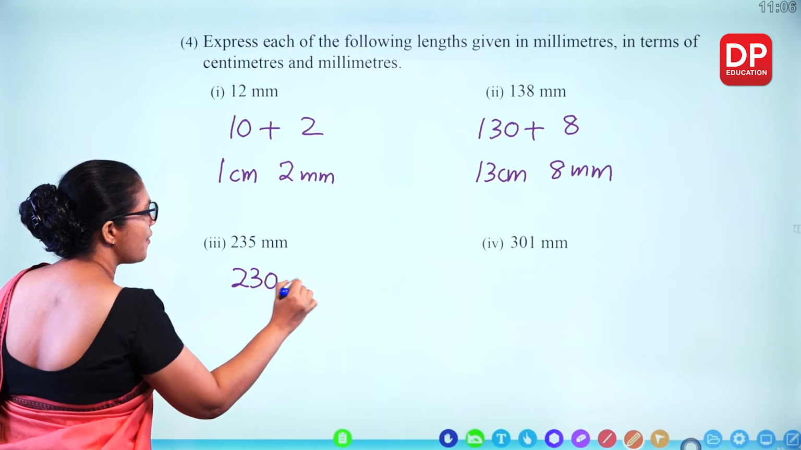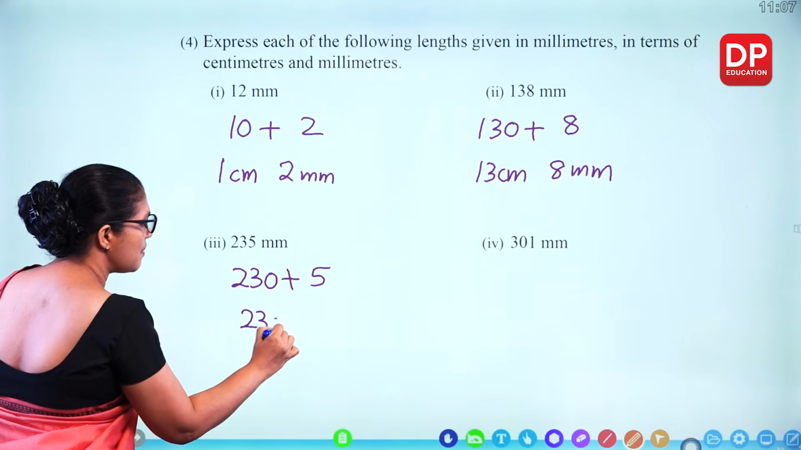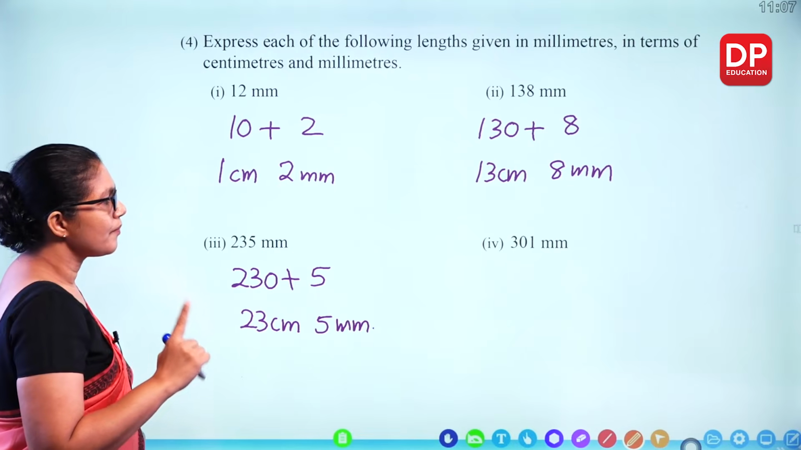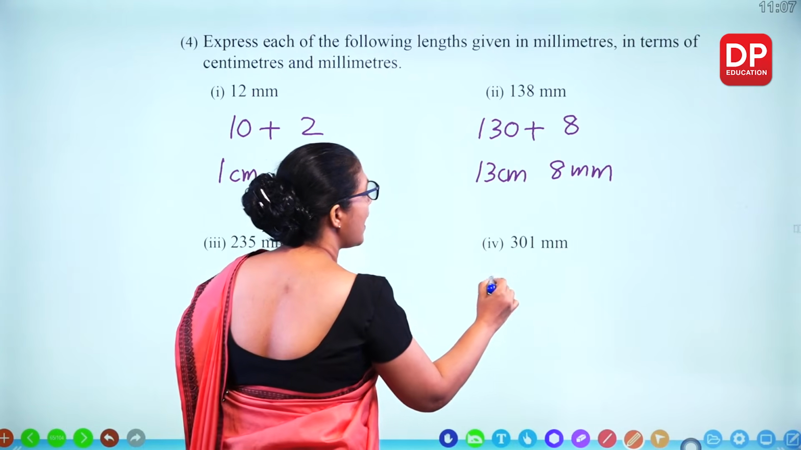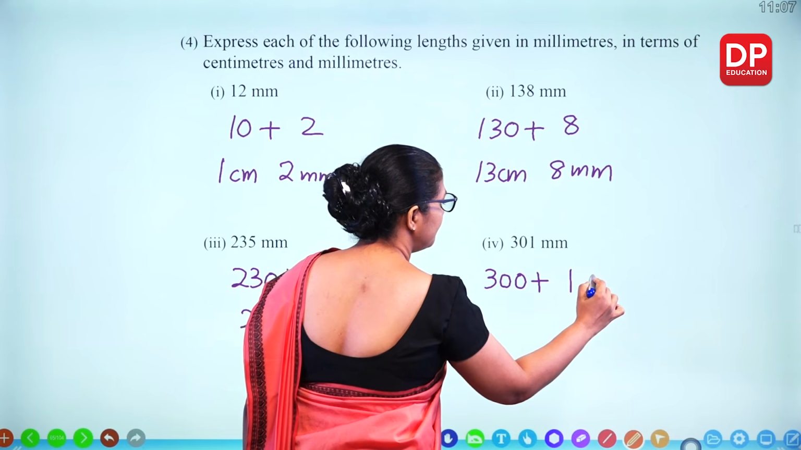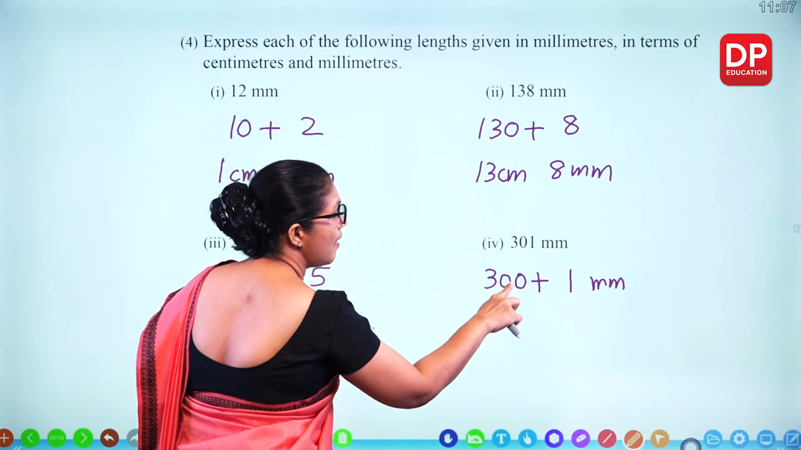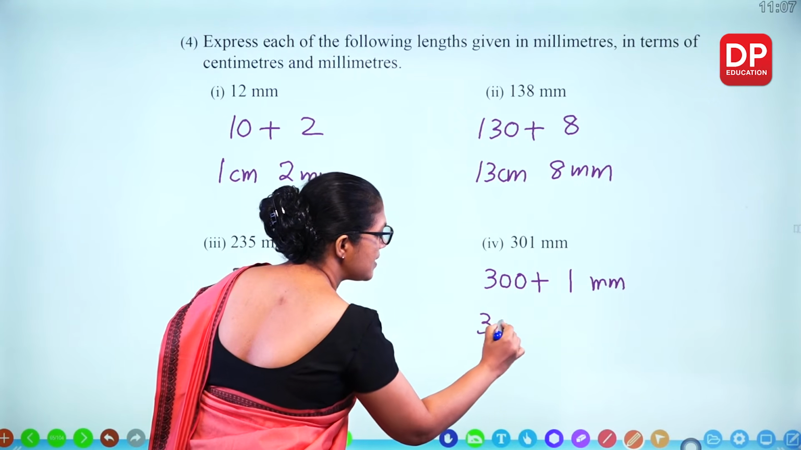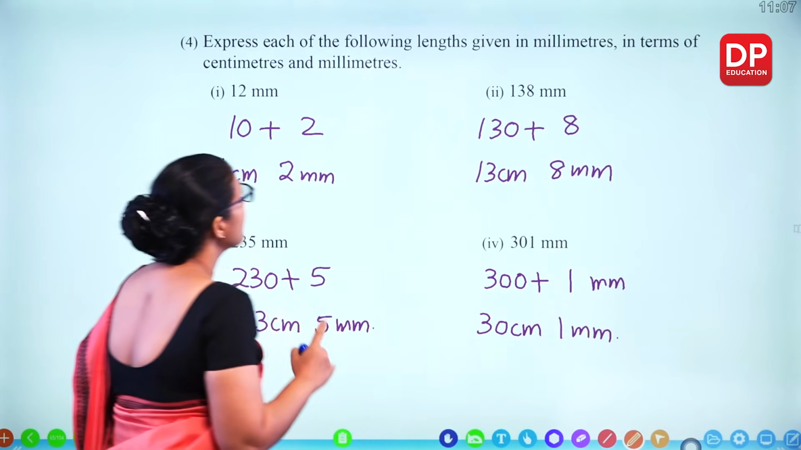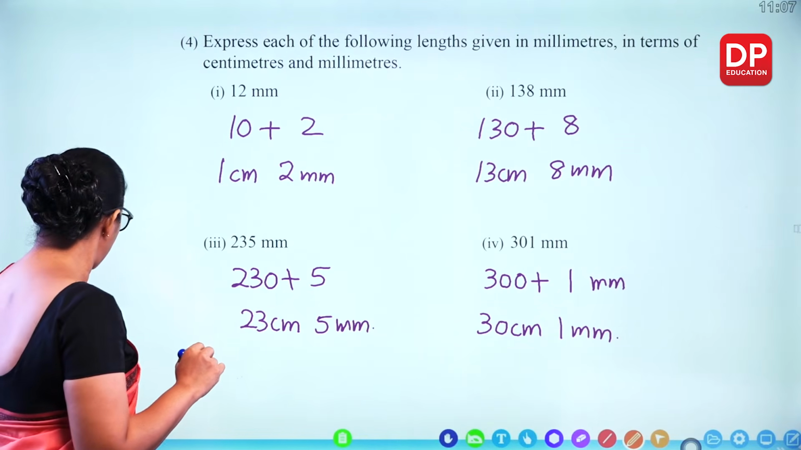235, I can write 230 plus 5. This is 23 centimeters and here 5 millimeters. 301, I can write 300 plus 1. 300, when I divide by 10, I get 30 centimeters and 1 millimeter. This is in both centimeters and millimeters.